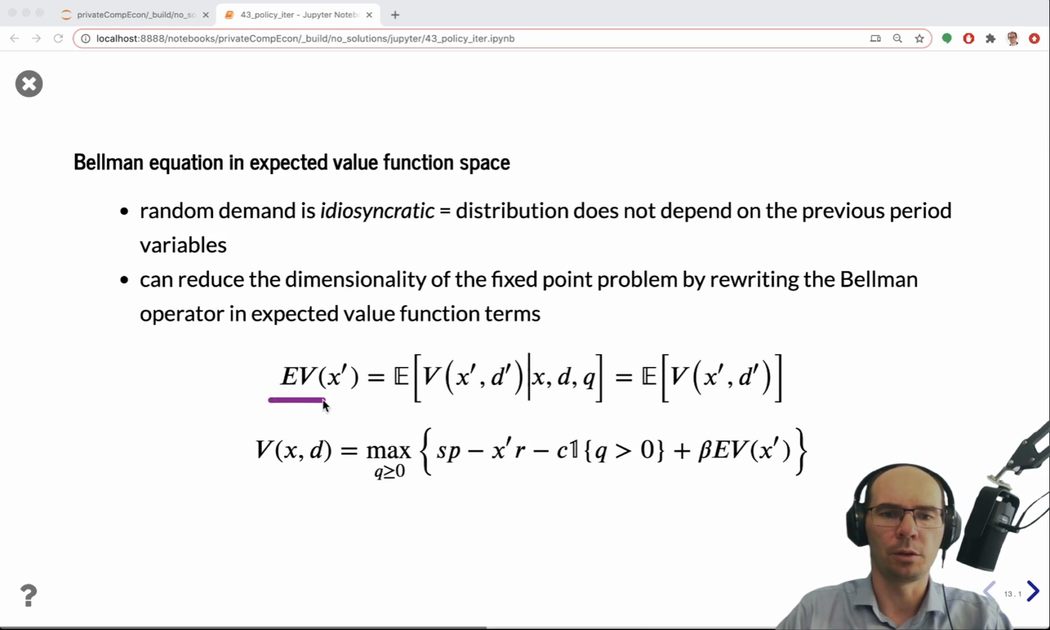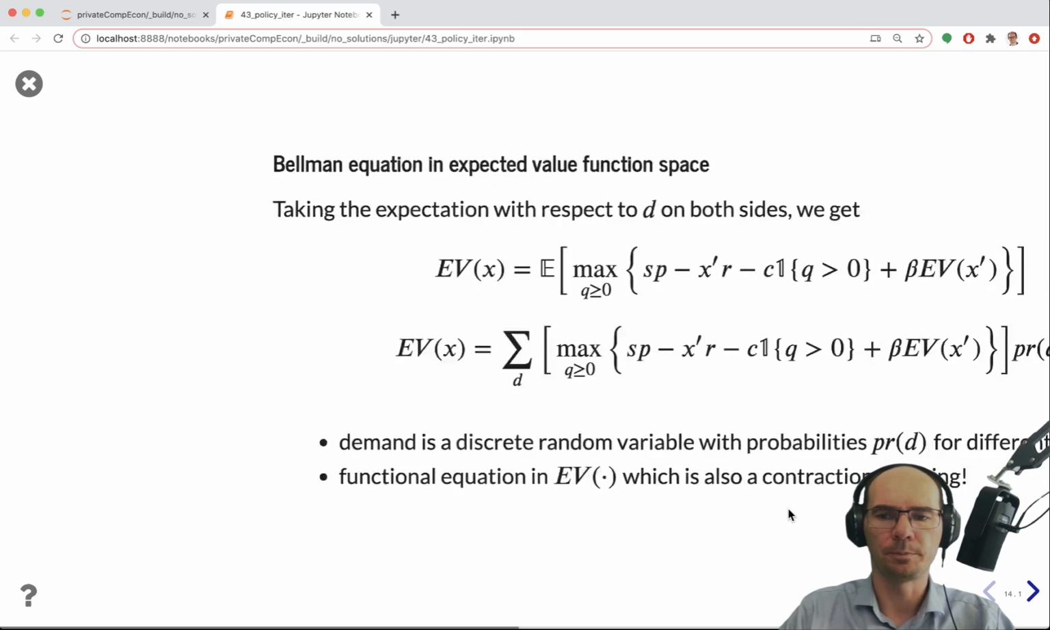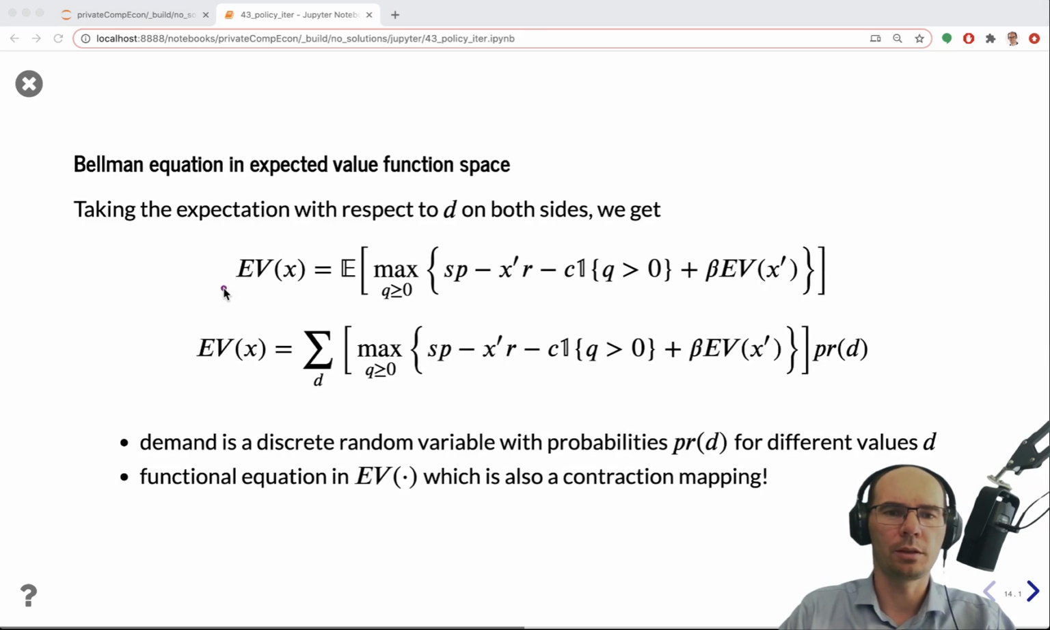So what is the expected value? We're going to denote it with these two letters, and this is a function of a single x. This is just the expectation that we have inside the Bellman equation here, so we can substitute the expected value function right into the Bellman equation. But then we can take expectations on both sides of this expression of Bellman, and what we get is the expected value on the left-hand side, and then the expectation with respect to d of everything that comes here, where d enters into the quantity s and x prime.